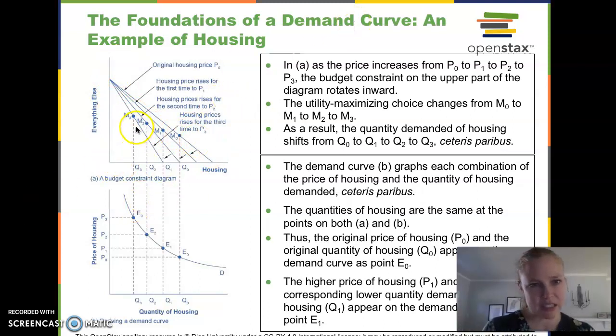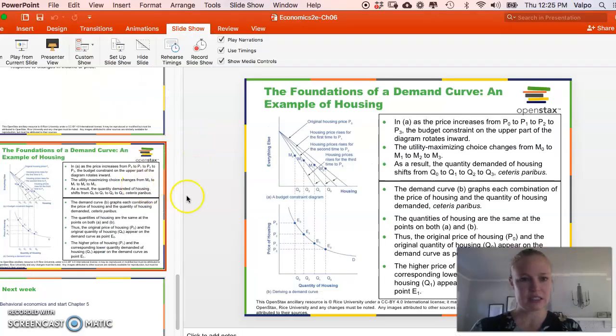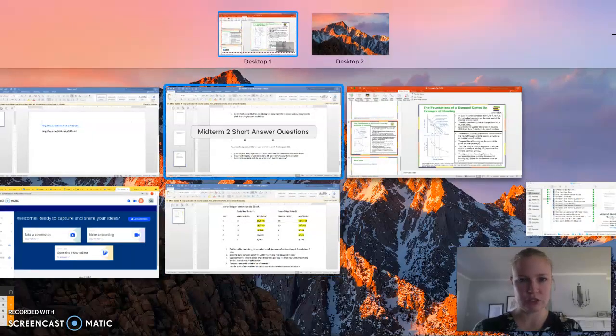So you can see that the quantity of housing increases as the price of housing decreases. And what we could do is we could actually map a demand curve from this. So essentially what we're doing with this consumer theory is we're going behind the demand curve. Starting in chapter 4, we're going to go behind the supply curve, but this is kind of how it all connects.